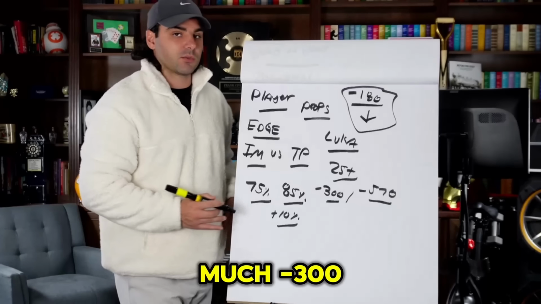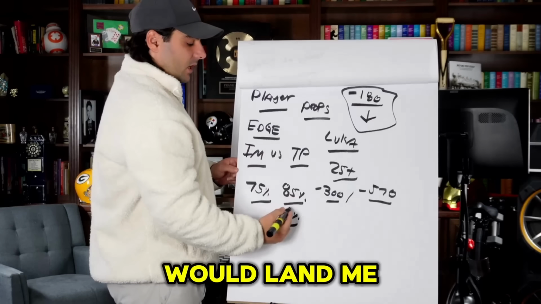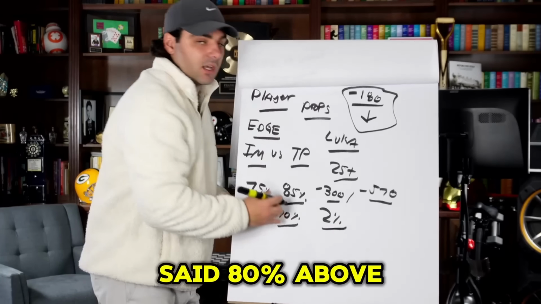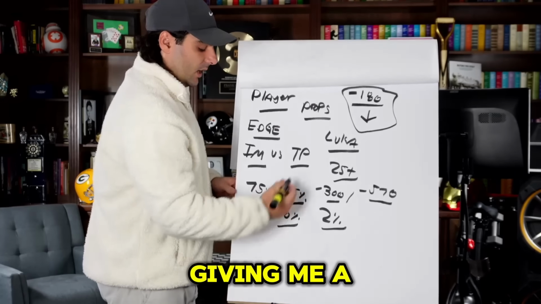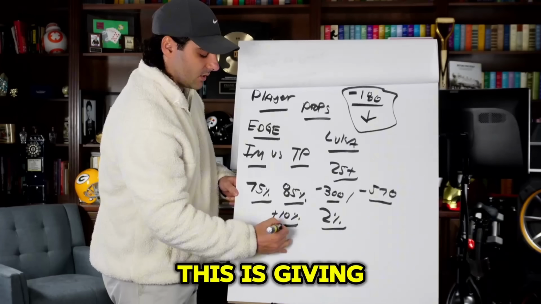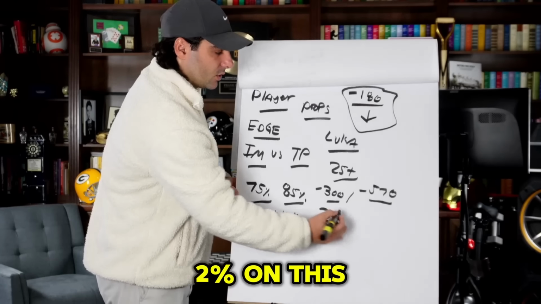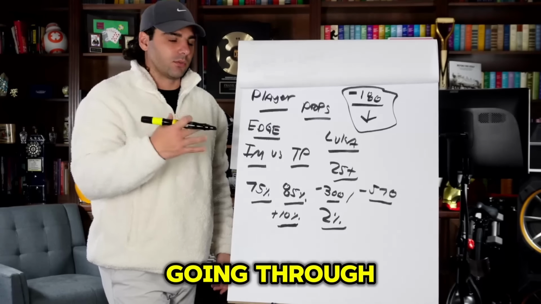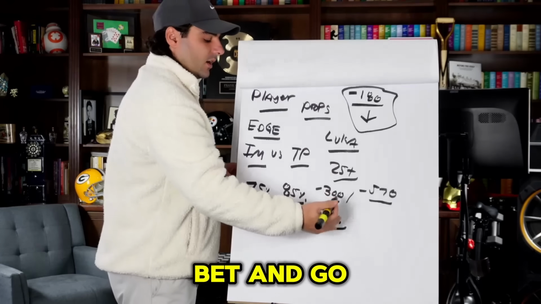So that would land me in the threshold of a 2% play, because remember I said 80% and above, giving me a better than 3% edge. This is giving me 10. I would be going 2% on this play. That's just an example of exactly how you would straight bet and go with this.